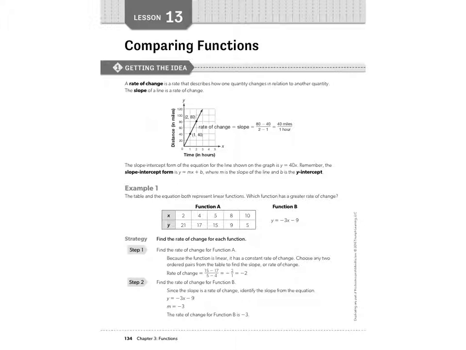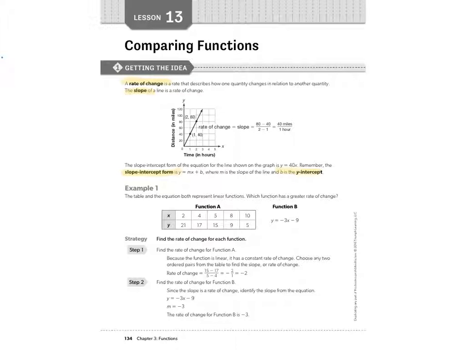This is a PA Coach worksheet on comparing functions. This is something that I know our class has struggled with, and I just wanted to quickly go over what's going on in this worksheet. So here at the beginning, it's just some definitions. It goes over rate of change, slope, what the y-intercept is, what slope-intercept form is. So if you need a review on that, go ahead and pause and read it over.